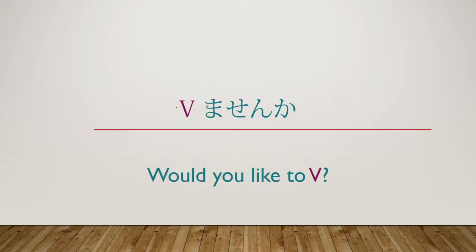Okay, so as you can see here, we have our structure, verb masenka. So what exactly does that mean in English? That's basically something like, would you like to verb? So it's a way of inviting someone to do something in Japanese.